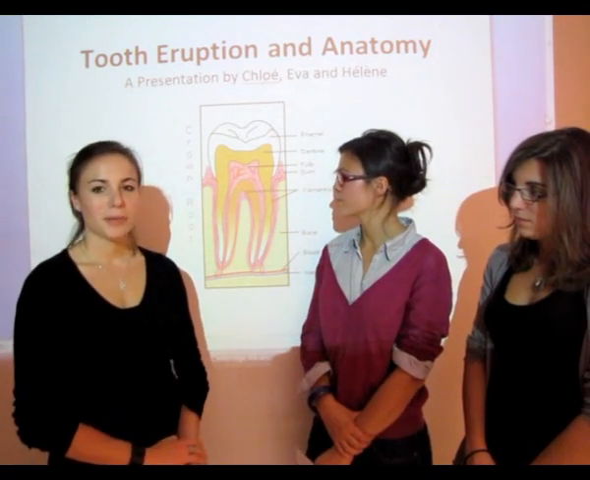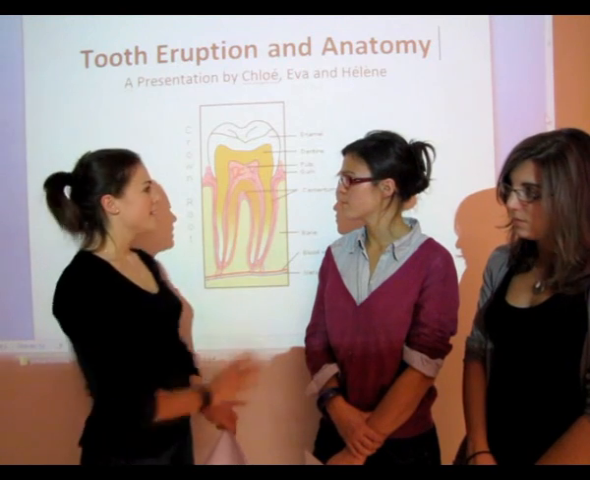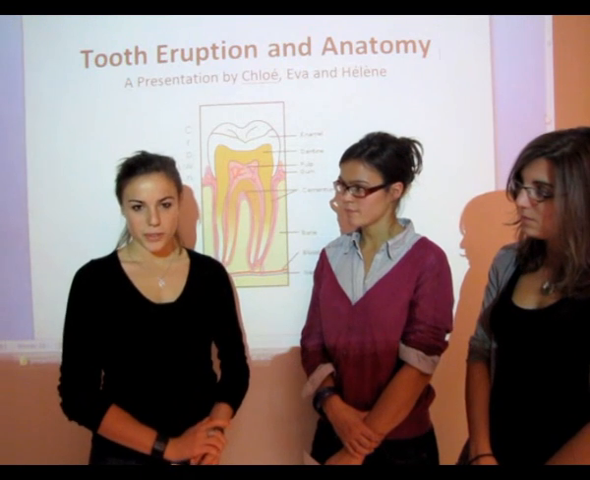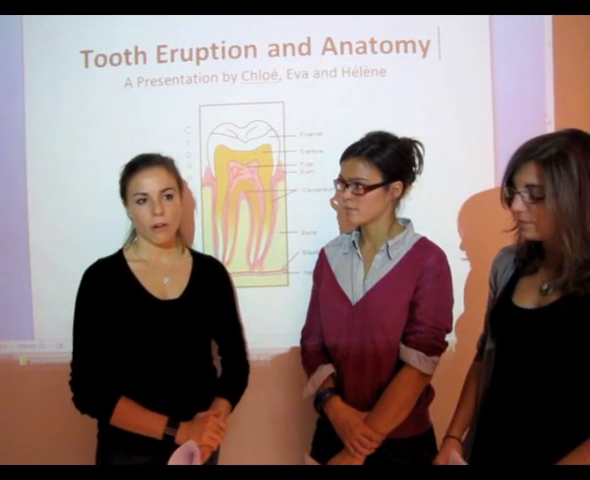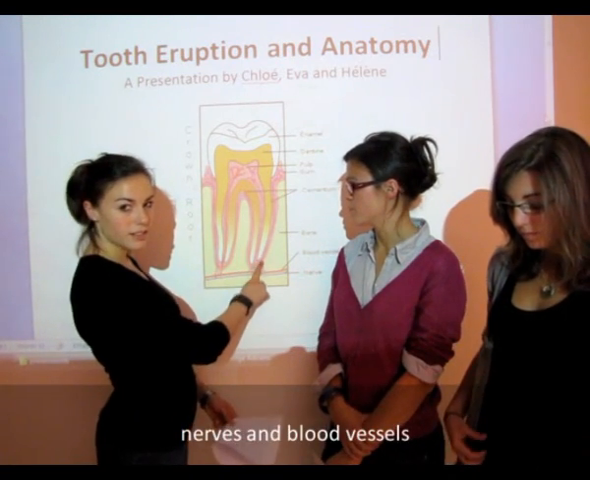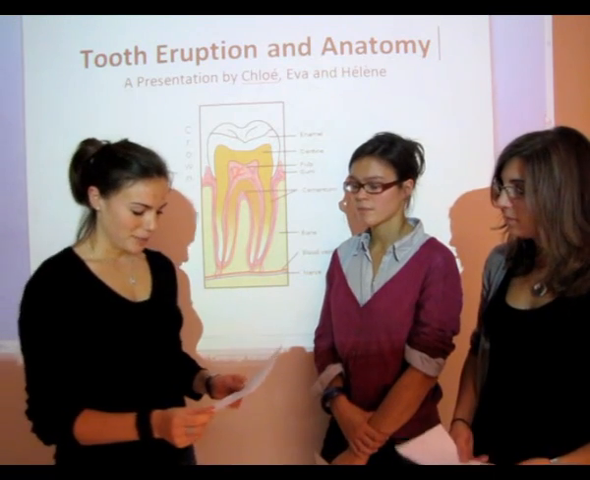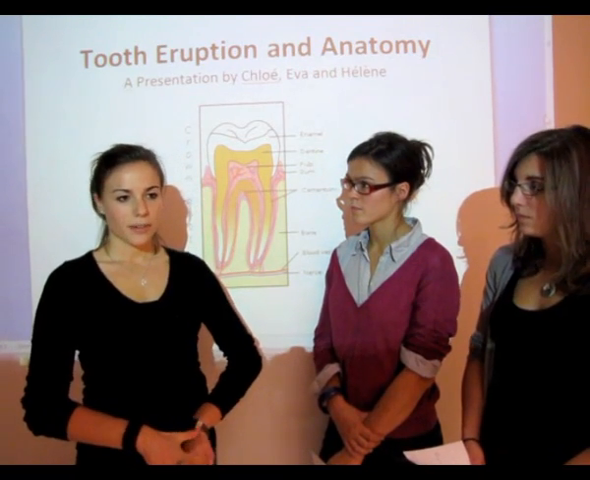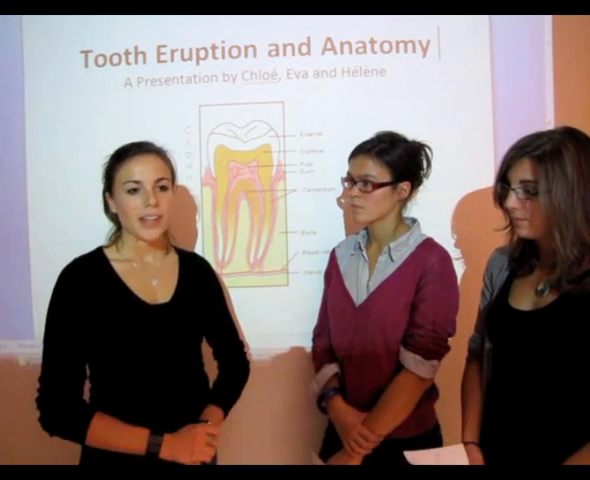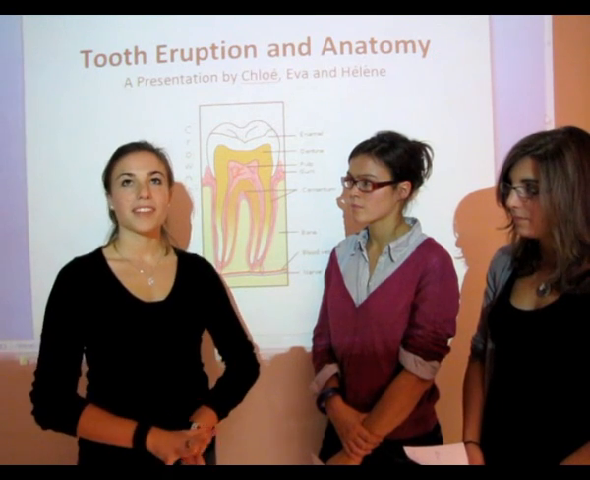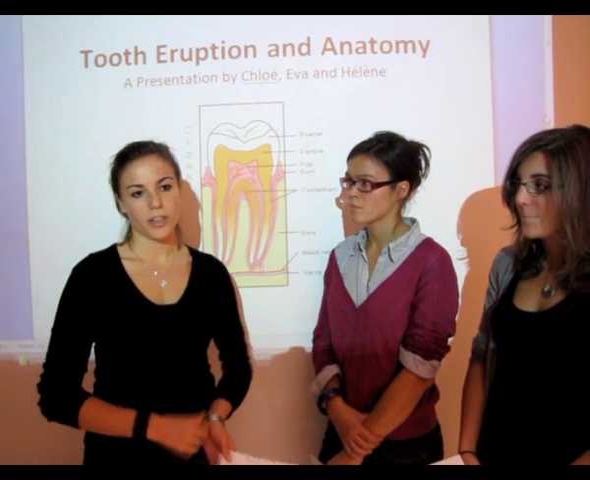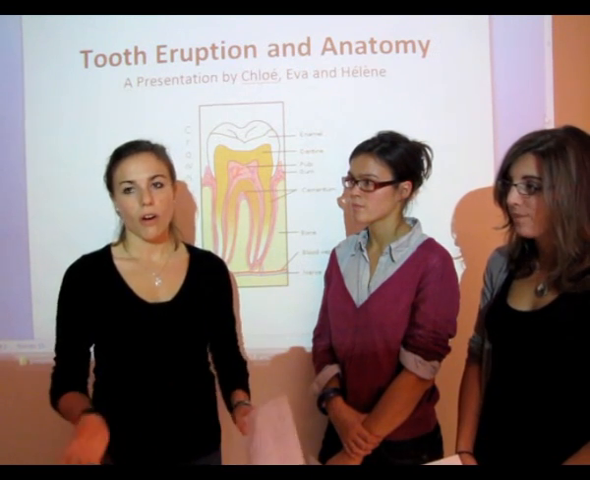Then the third part of the crown is the dental pulp. The dental pulp is also called the nerve of the tooth. It is a very complex organ which is full of nerves and blood vessels. For the patient, pain is felt when tooth decay reaches the pulp, and on top of that, the dental pulp can die in the tooth because of cavities or other trauma.